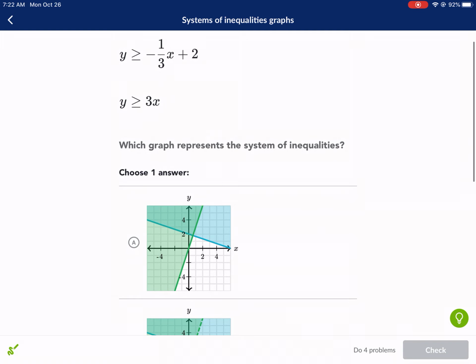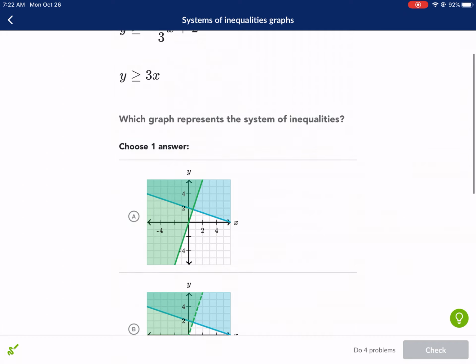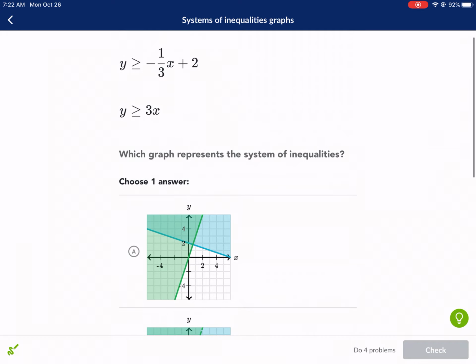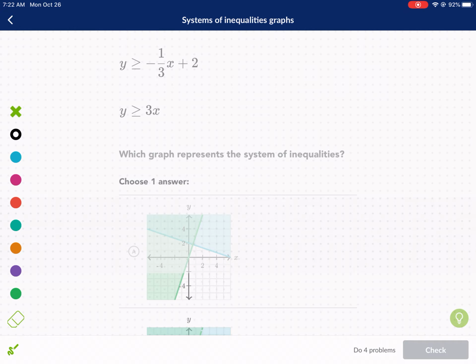So we have here y is greater than or equal to negative 1/3 x plus 2, and then y is greater than or equal to 3x. Now, when we're talking about a system of inequalities solution, we're talking about where both of these are true. So these need to be both true. What we do is we graph each separately, and then we see where they overlap. So we're looking essentially for the overlap of both of these.